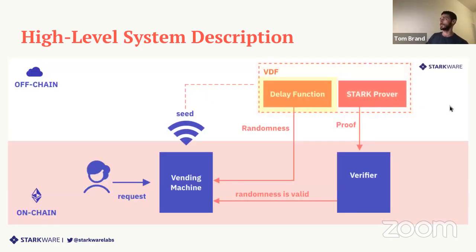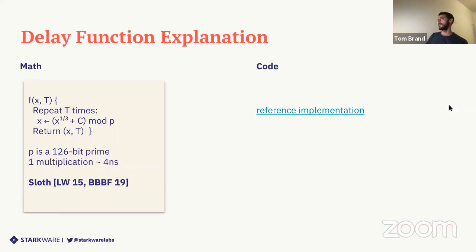So first, we'll explain the delay function. I won't get deeply into it, but basically, as we said, what we need from the delay function is that it will be sequential, that it won't be possible to do the computation in a parallel way. What we choose as a delay function for our construction is a well-known construction, which is basically taking the cube root of x, adding a constant, and repeating this computation t times. And we work with field elements where p is a 126-bit prime.